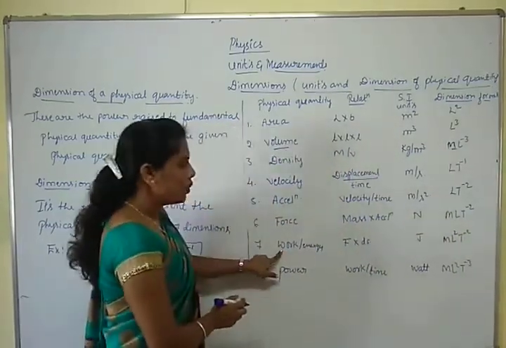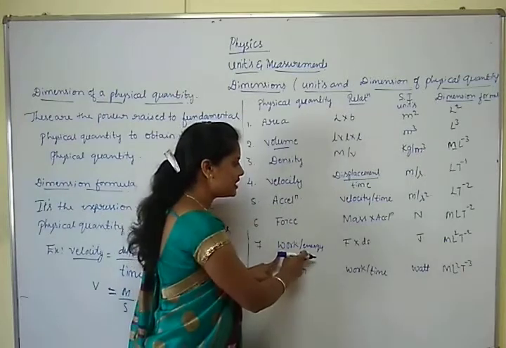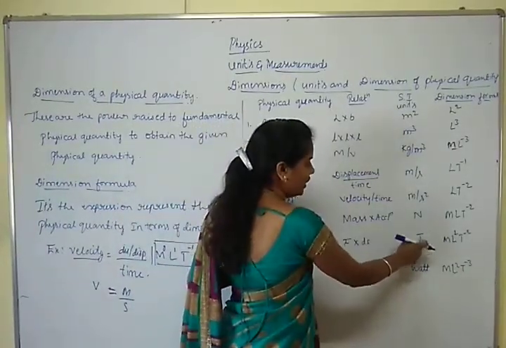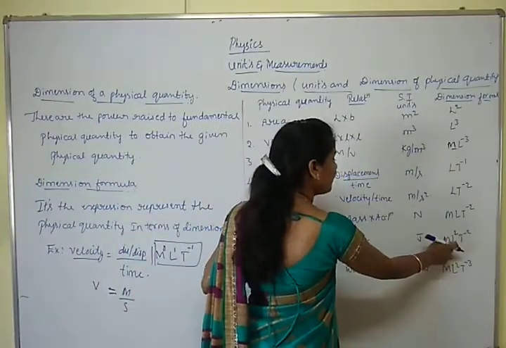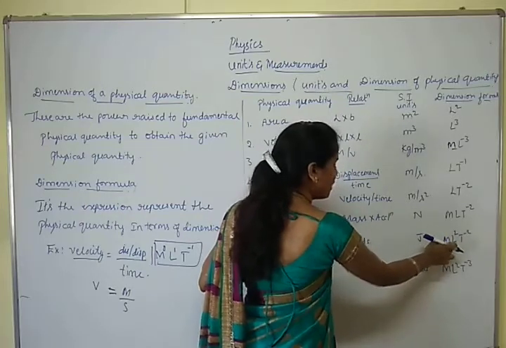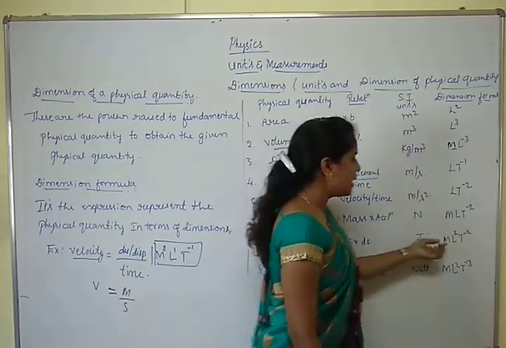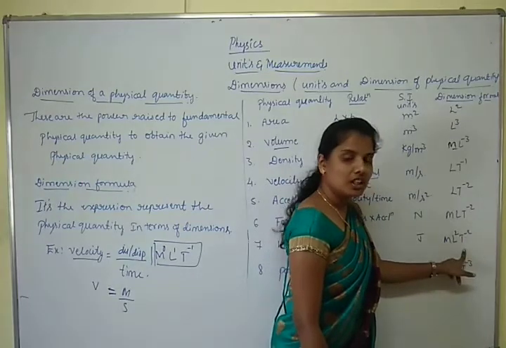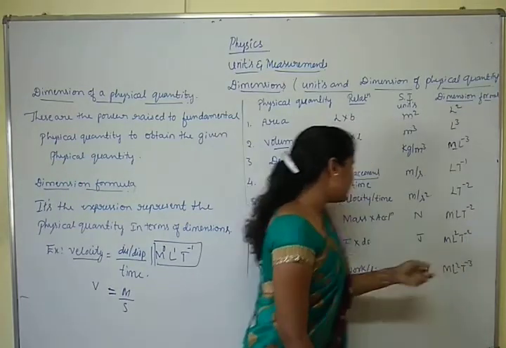The next one is work or energy, both have the same unit, that is joule. The dimension formula of work and energy is M L square T to the power of minus 2.